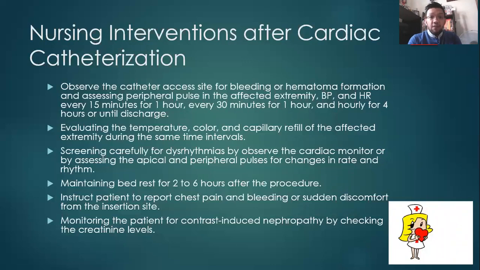Nursing interventions after cardiac catheterization. We are going to observe the catheter access site for bleeding or hematoma formation and assess the peripheral pulse in the affected extremity. The blood pressure is also checked as well. Heart rate is going to be checked every 15 minutes for an hour, every 30 minutes for an hour, or hourly for 4 hours or until discharge.